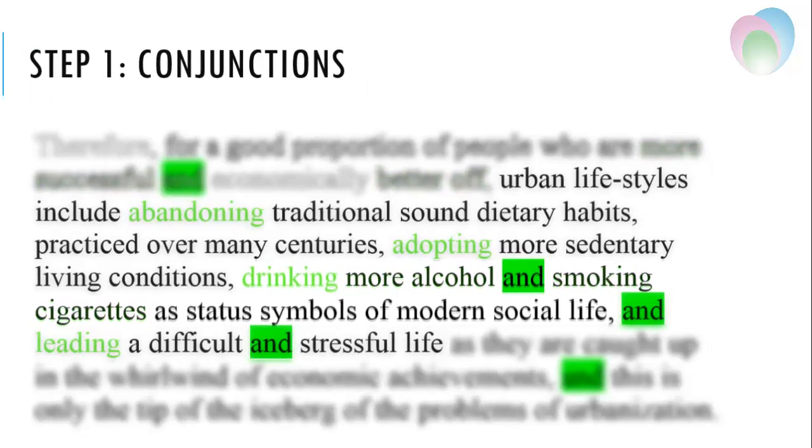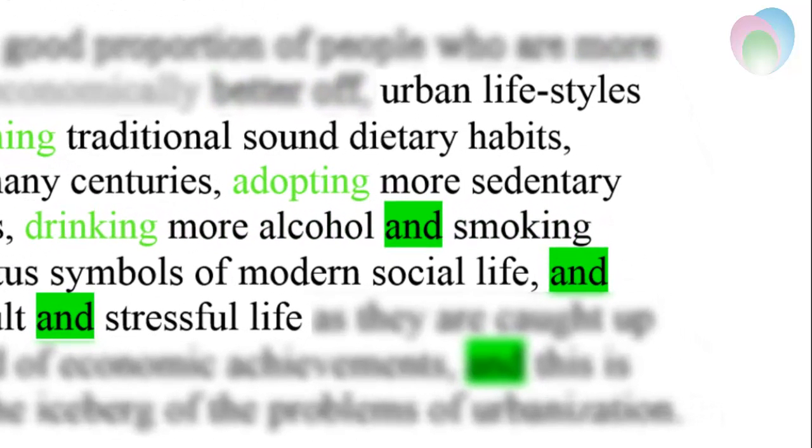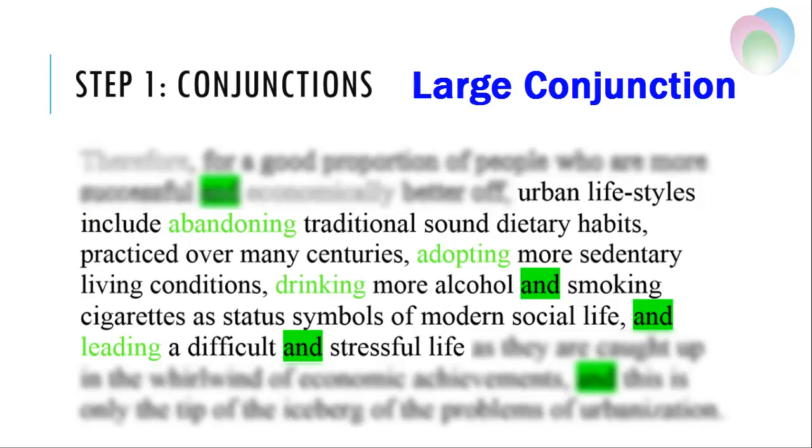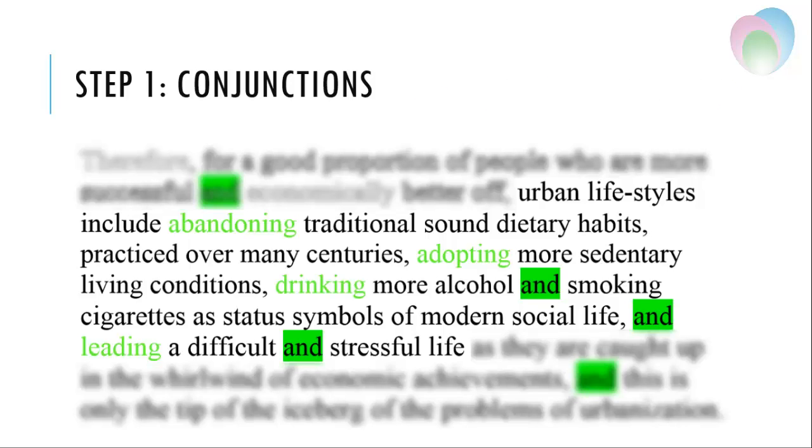The next conjunction is different from the previous 2, and the difference is in the presence of a comma before and. When we have a comma before a coordinating conjunction, such as and, or, and but, this can have 2 meanings. The first is that this is a large conjunction. If you remember our last video, a large conjunction is a conjunction that is separating 2 complete and independent sentences.